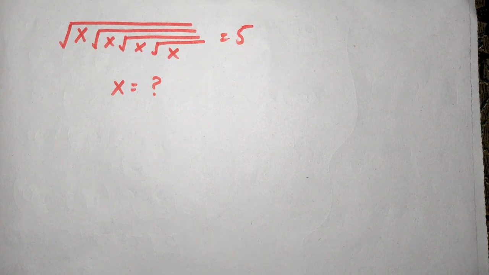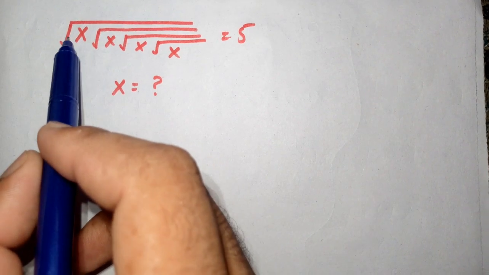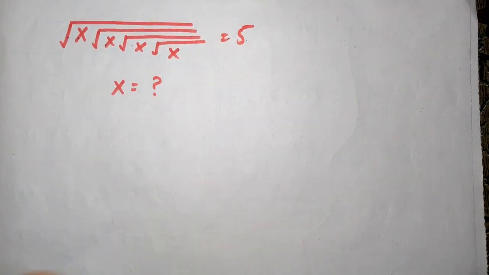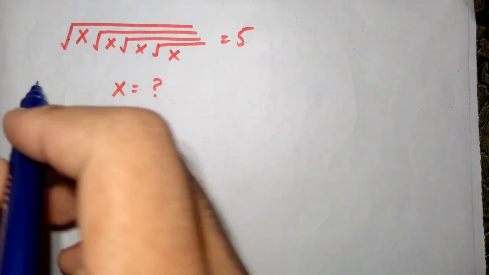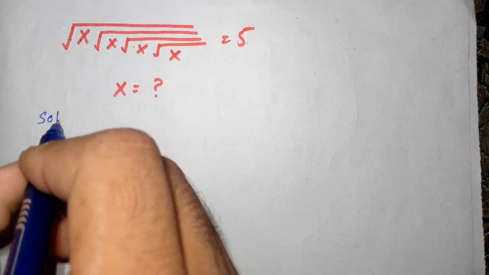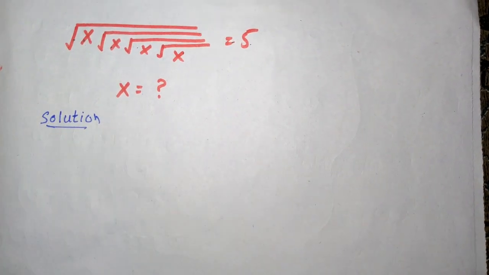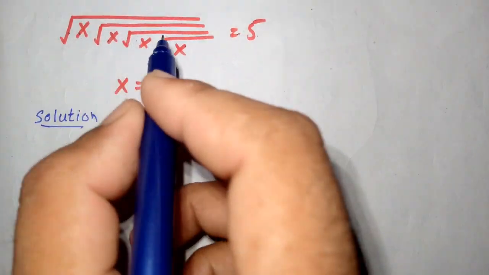We have to solve the most interesting maths problem, that is square root of x under square root of x under square root of x under square root of x is equal to 5. And we have to find the value of x. So, solution. We have to write the question again.